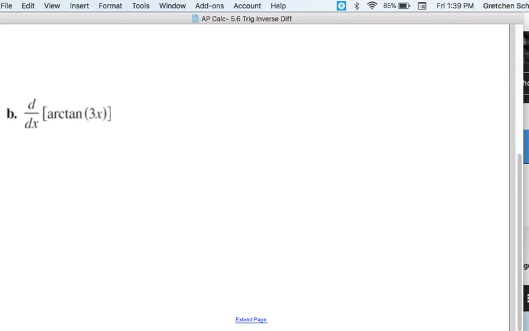So, step 1, you need to find an equivalent expression that doesn't use arctangent, it uses tangent. So what would that be equivalent to? The tangent of, perfect, the tangent of y equals 3x. Because this is saying that arctangent is 3x. From here, you can now build your triangle.